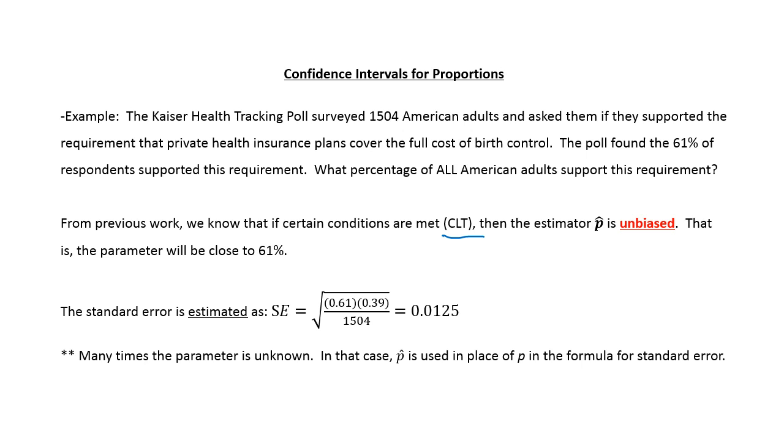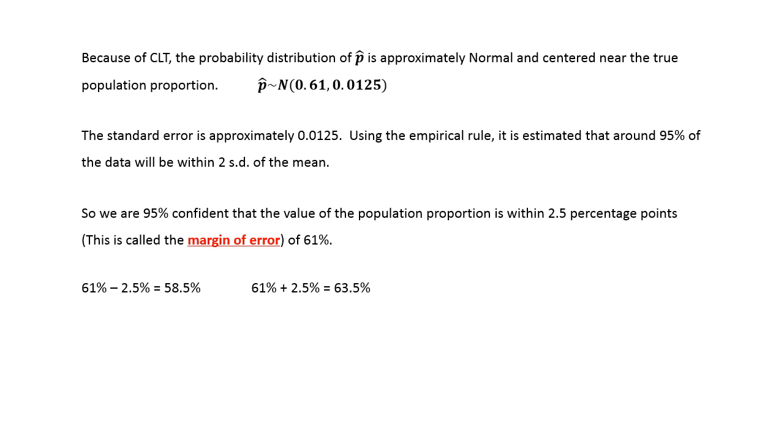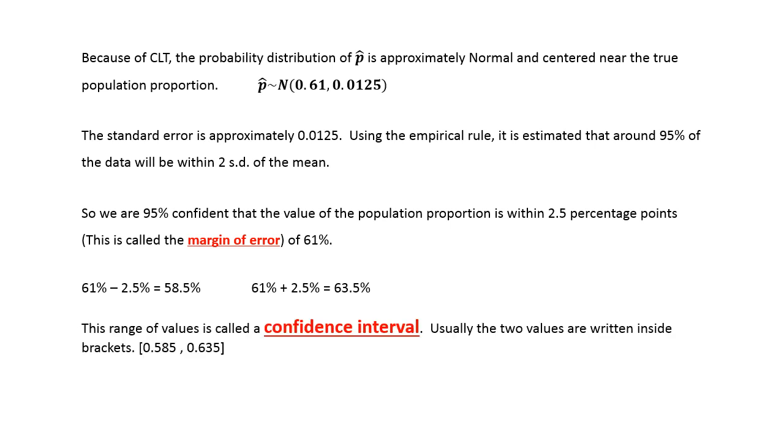And our standard error formula is the square root of p times 1 minus p over n. Well, many times we don't know p, so we're going to have to use p hat in this formula. And because of the central limit theorem, we know that it's normal, and the normal rules apply, including the empirical rule. So when we move up or down 2 standard deviations or standard errors from the mean, that tells us where about 95% of the data will fall.